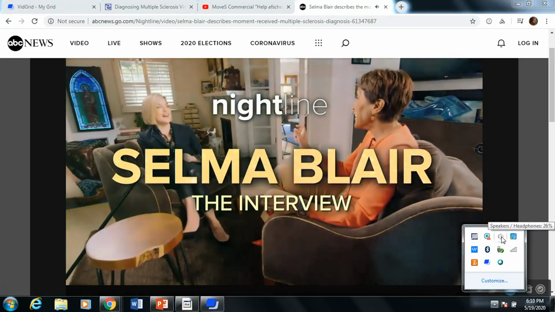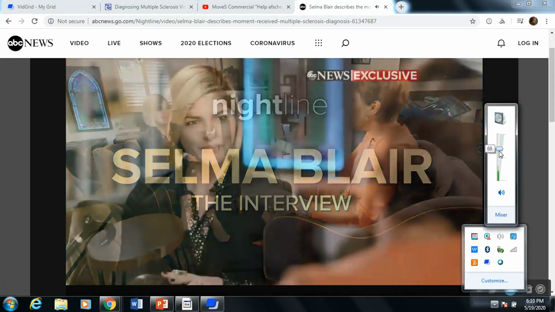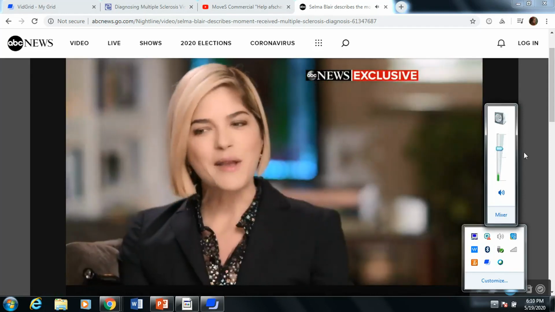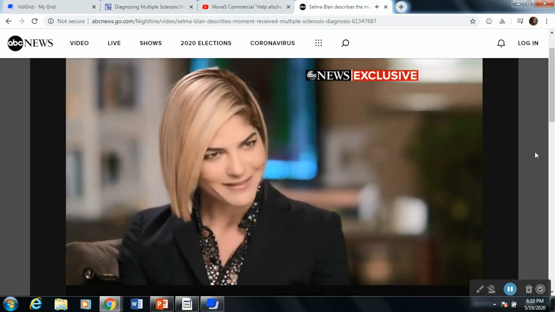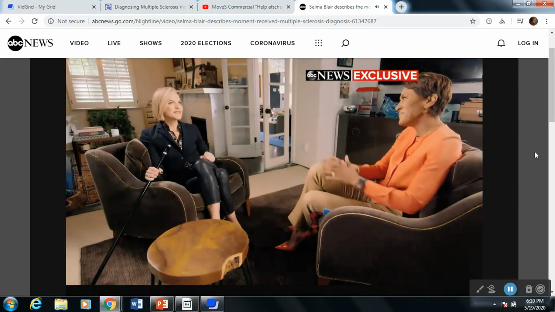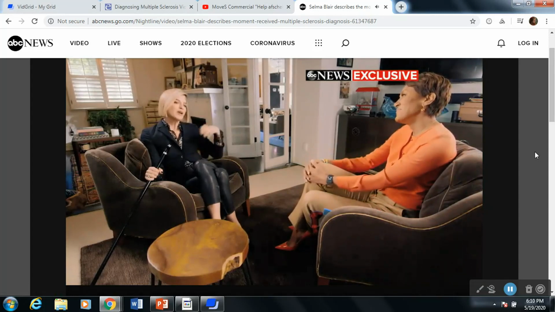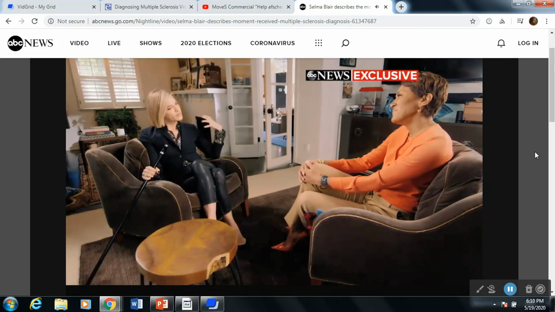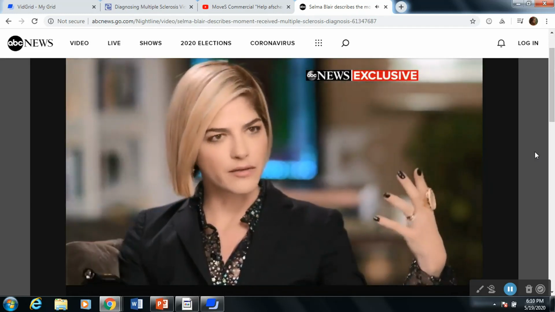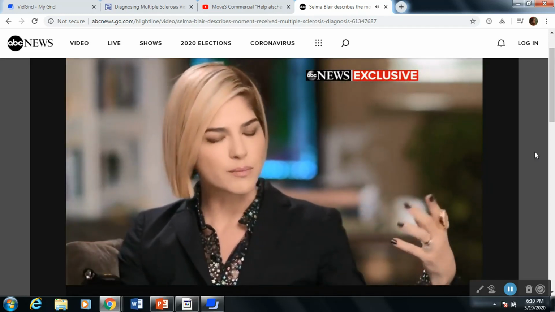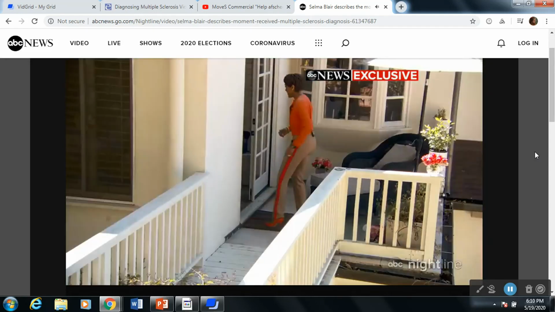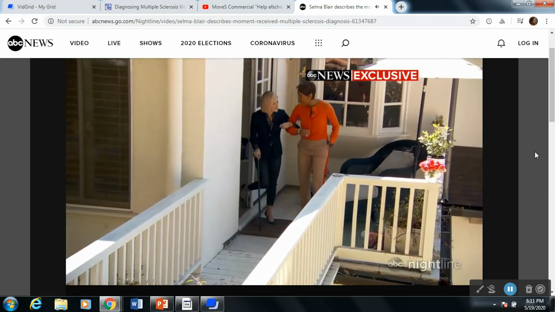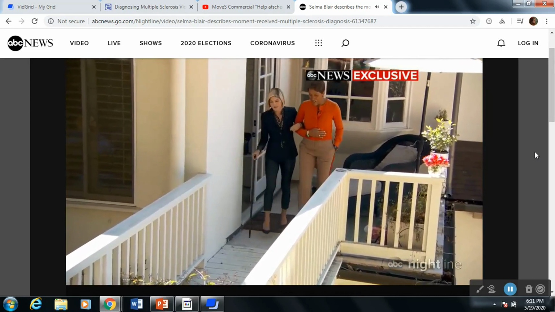Selma Blair, the interview. Here's Robin Roberts. How are you doing? I am doing very well. I am very happy to see you being able to just put out what being in the middle of an aggressive form of multiple sclerosis is like. Selma Blair has a message for the world. Multiple sclerosis may have affected her voice, but not the power of her words.